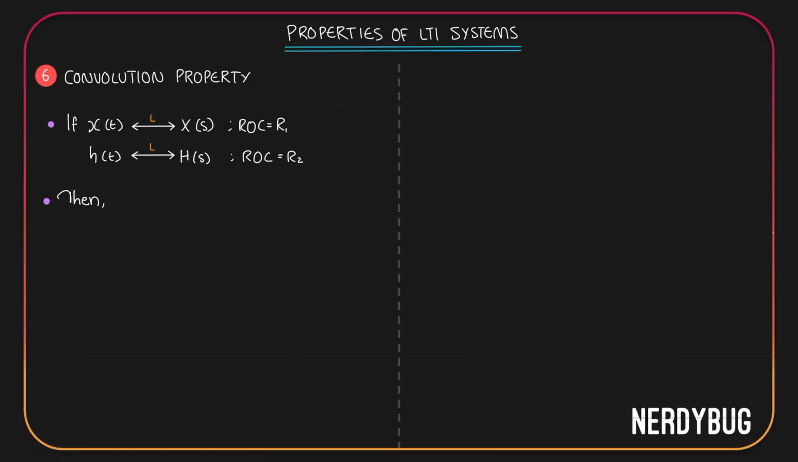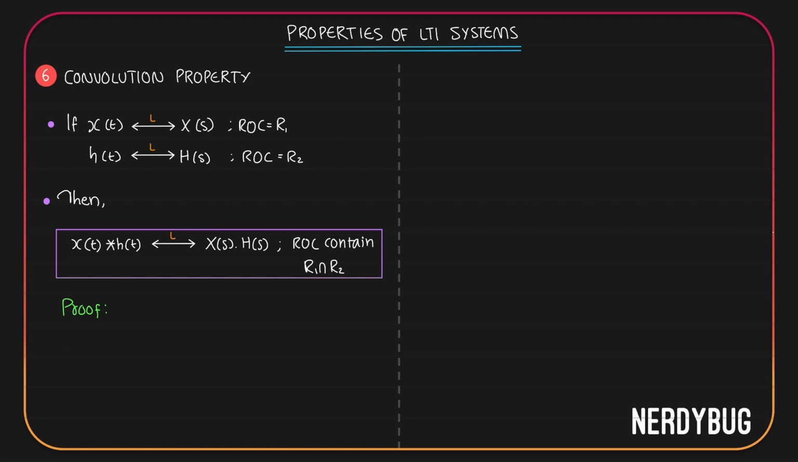The next property we have to learn is the convolution property. Assume you have a signal x of t whose Laplace transform is X of s, ROC is R1, and you have a signal h of t whose Laplace transform is H of s and its ROC is R2. Then according to this property, the Laplace transform of the convolution of x of t and h of t is the product of X of s and H of s. Its ROC contains the intersection of R1 and R2.